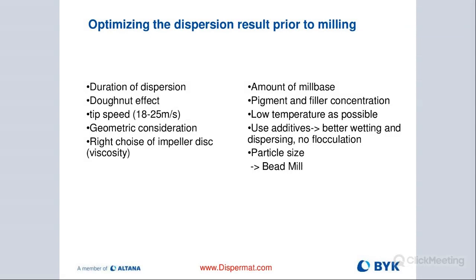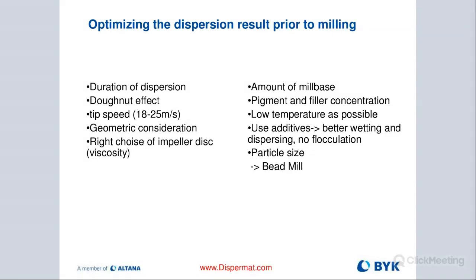Then again, the geometric considerations. We want to use the right diameter blade to container ratio. We also want to use the right type of impeller disc. There are different types out there for different viscosities. Mill base should be about a 50% fill ratio of our container. We don't want to go much more. We can go up to 70% maximum, but if we go higher, we have an issue with potentially spilling, especially if we add a lot of shear force.